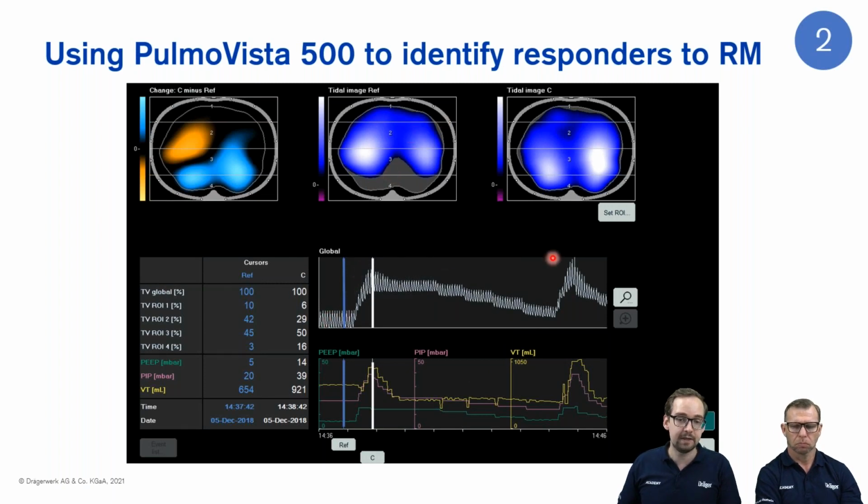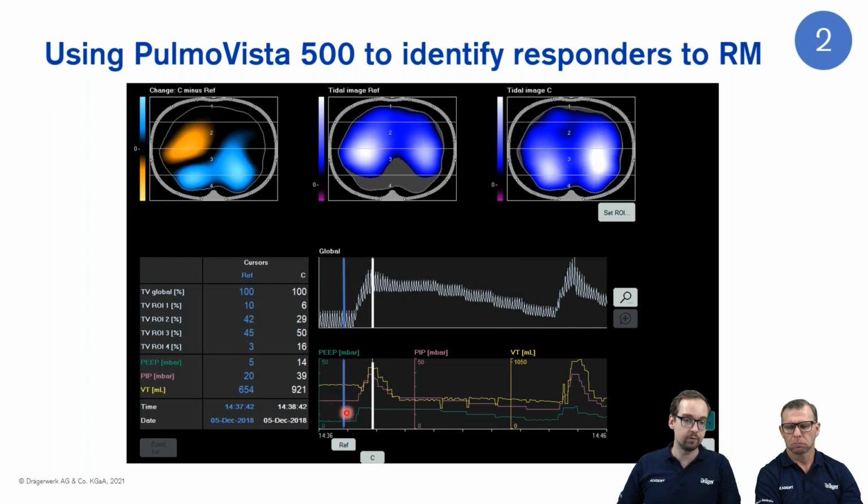Let us begin in the middle. Here you see the global impedance curve, which shows us the electrical resistance of the chest. You see inspiration, expiration, inspiration, expiration, something which looks very similar to a compressed volume curve. And then we see something happening, followed by a decremental PEEP trial.